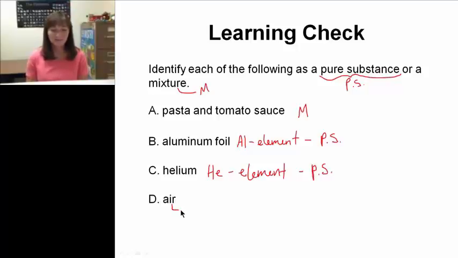Air, I don't know how much experience you've had with air. Air is mainly composed of nitrogen. It has about 20% oxygen, and then it's got a small amount of some other components in it. So if you know this about air, you would put down mixture.